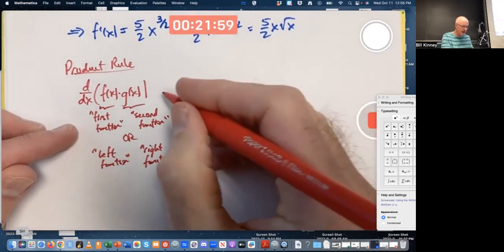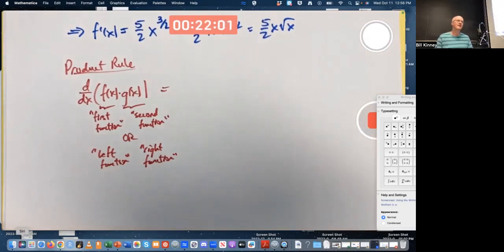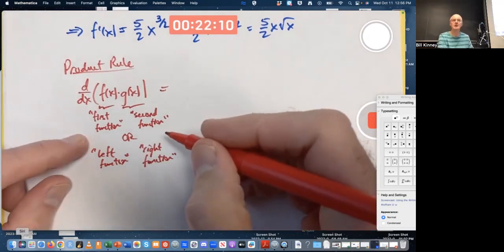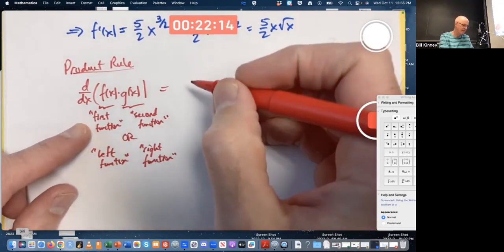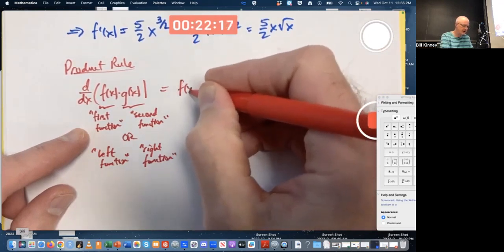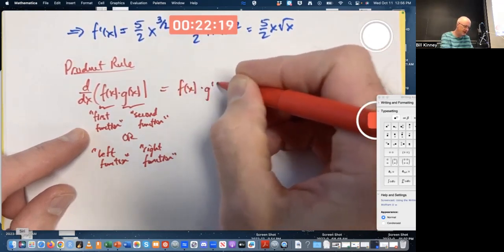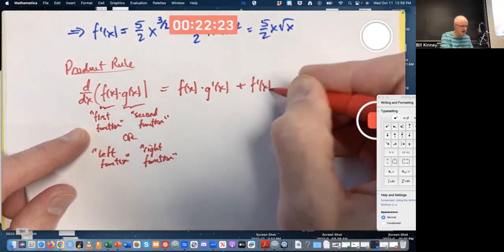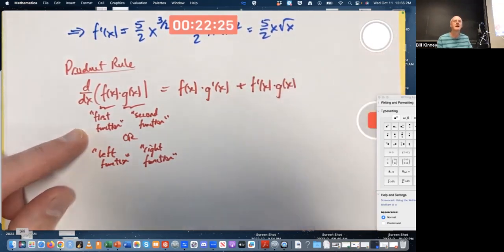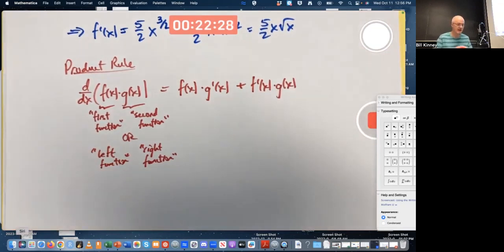I always learned it when I was younger. I've been teaching at Bethel here for 25 years. For my first 23 years at Bethel, I taught the product rule in terms of first function and second function. I said, hey, it's the first function times the derivative of the second function plus the derivative of the first function times the second function. That's kind of a mouthful. That is what the product rule says.